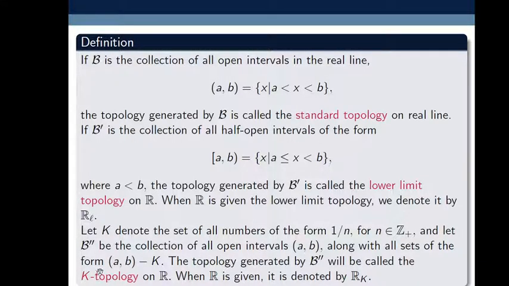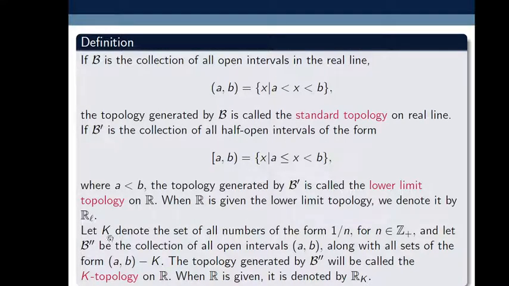Also it contains the sets of the form open interval (a, b) minus K. If we exclude the set K from the open interval (a, b), whatever the remaining values are also belong to this script B double dash, where K is the set of all numbers of the form 1/n. Then the topology generated by script B double dash is called the K topology on R. When R is given this topology, it is denoted by R_K. So this is the definition of the K topology.